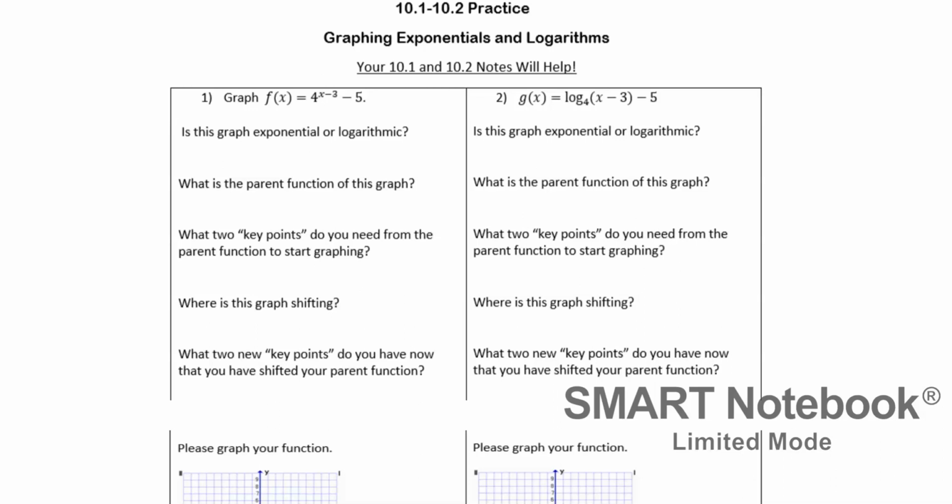Hello everybody, welcome to the video going over the 10.1 to 10.2 practice, which is about graphing exponential functions and also graphing logarithmic functions. And right here, if you'd like, feel free to take a look at your 10.1 notes and your 10.2 notes to help you with this.